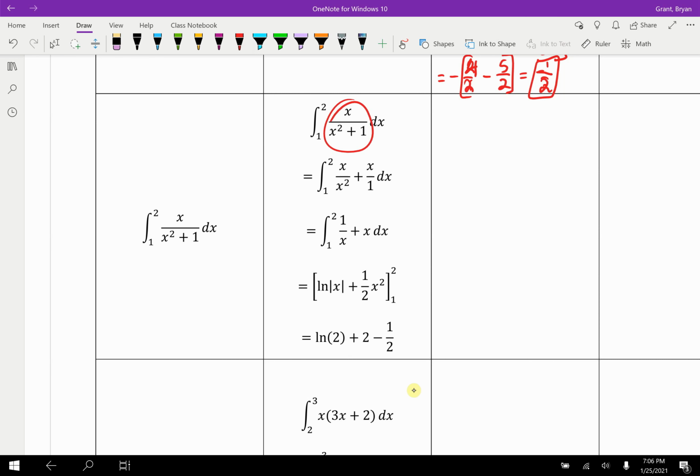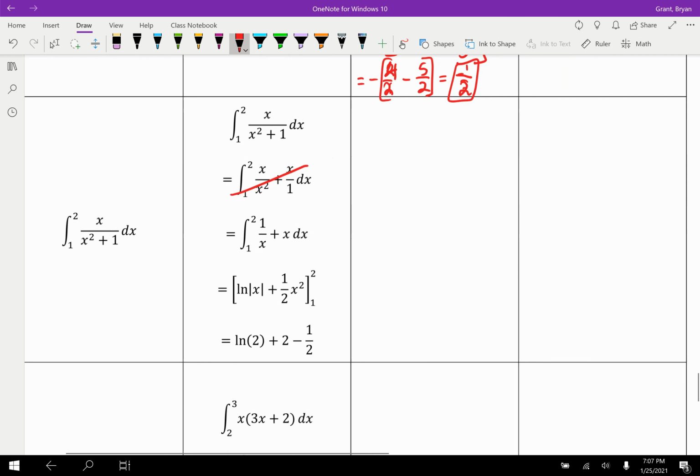We're not allowed to split a fraction like that. You can only split a fraction where it's over something common. So if it's x squared plus 1 over x, then sure, you could say that that's x squared over x plus 1 over x. That's allowed. But the other way around, that is a no-go. So that step is not allowed. How do we get around it?